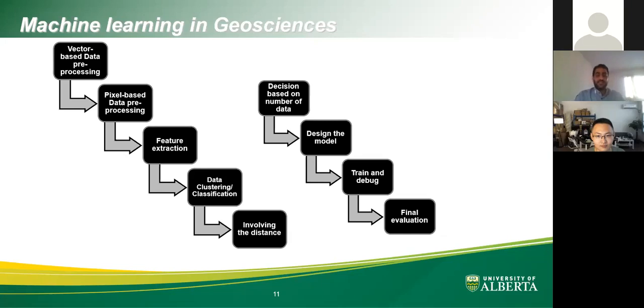And the next step is a decision based on the number of data. You know, the decision on what training model you want to use based on the number of data. If your database contains, for example, 300 samples, based on the complexity of your problem, somehow it's a low number, okay, for training an artificial neural network. And so you have to switch to other alternative ways for developing a model. After the decision based on the number of data, you have to design the model. After that, train the model and debug it. And the final step is model evaluation based on some geological facts, based on your knowledge about the problem. I will talk about all of these steps in the next slides. Okay.